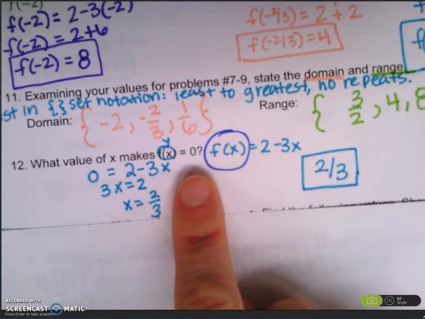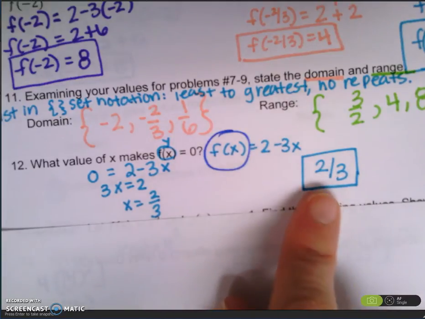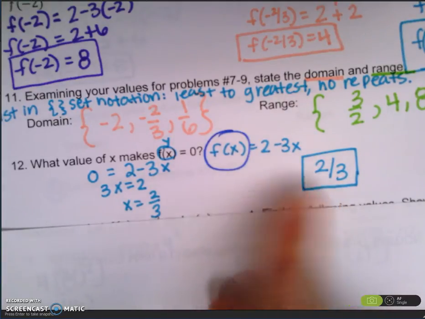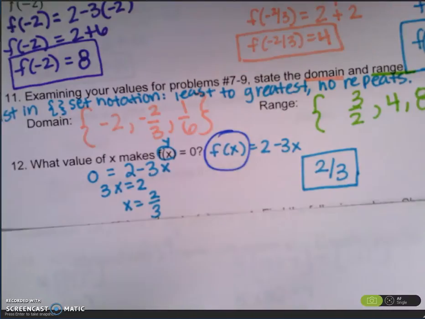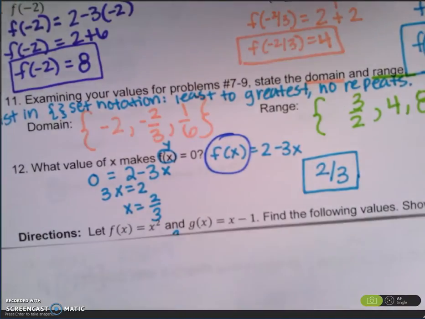What value is this? It's our x-intercept when y is 0. Let's keep going on to the next set of directions.